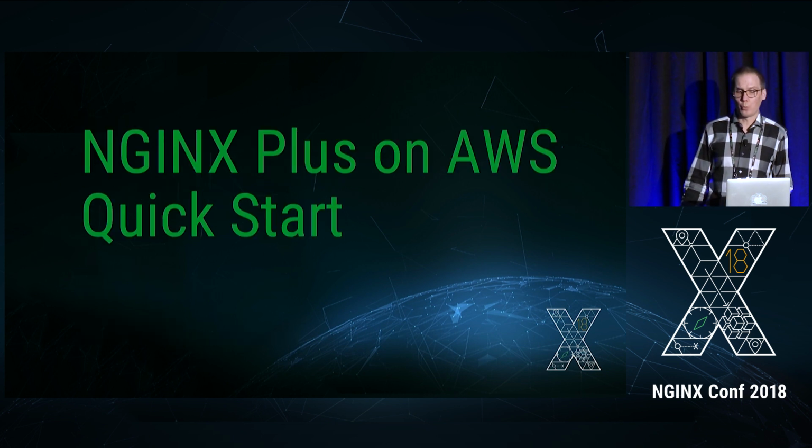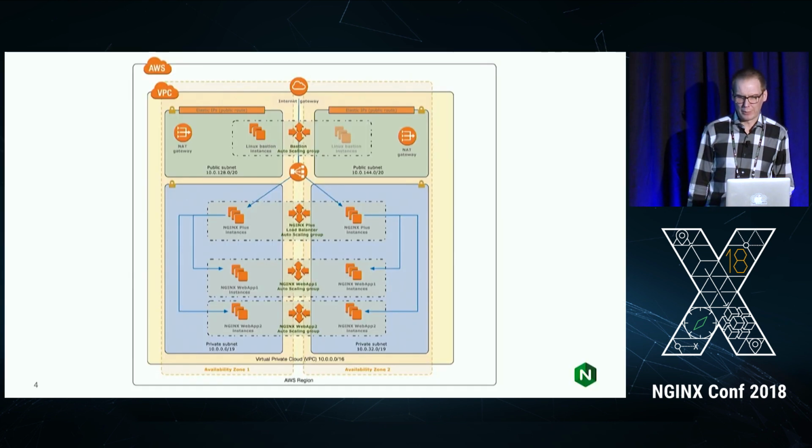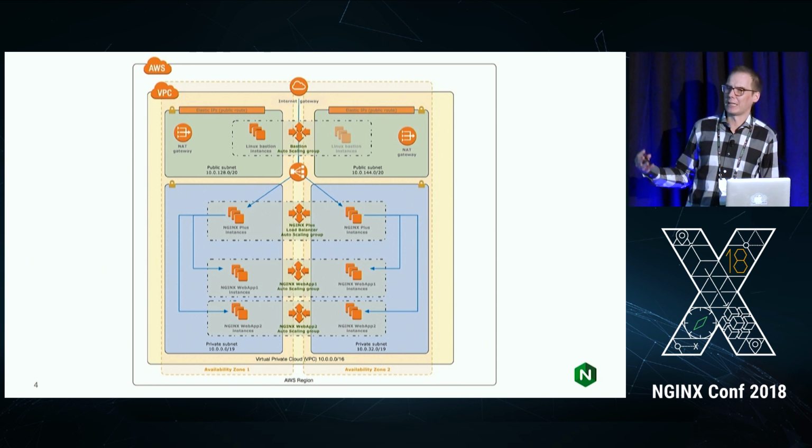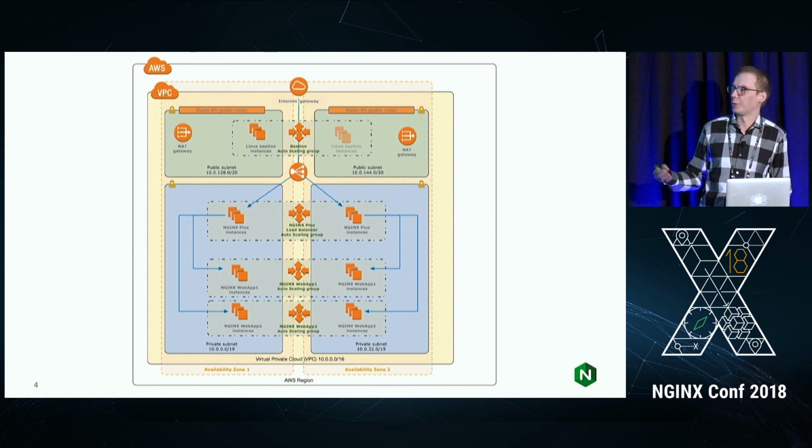So to start, we have developed what we've pushed out to an AWS Quick Start. And we're just going to do a real quick high-level overview here. It's basically an example application and application architecture that's kind of the best-case scenario for how to build your environment in AWS using NGINX and the built-in AWS tooling.